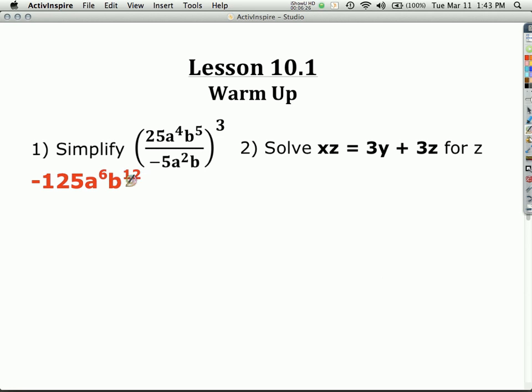Okay, the correct answer is negative 125 a to the 6th b to the 12th. Now saying 125 a to the 6th b to the 12th over negative 1 is really the same thing. You just wrote it in a little bit of a strange way. So 125 divided by negative 1 is negative 125. So you can mark yours correct, but we usually don't write answers over negative 1. Okay? So we will go over that one in a moment.